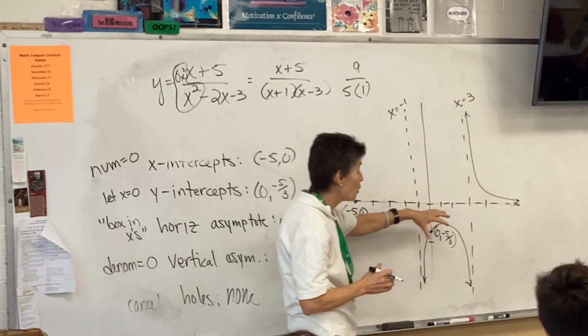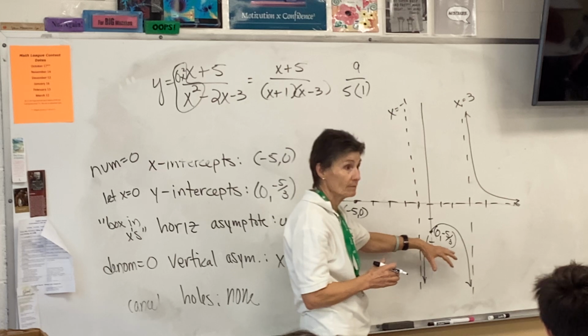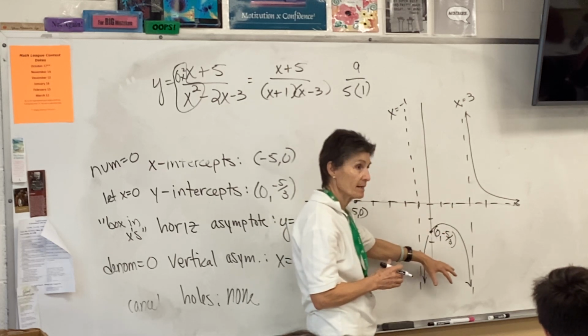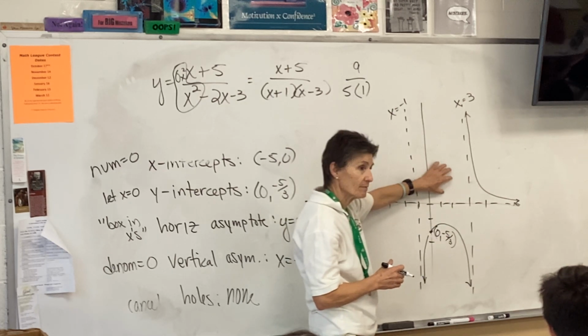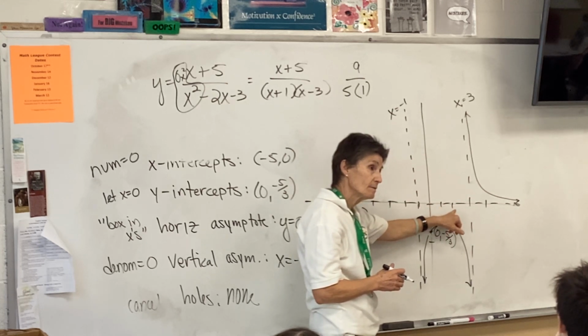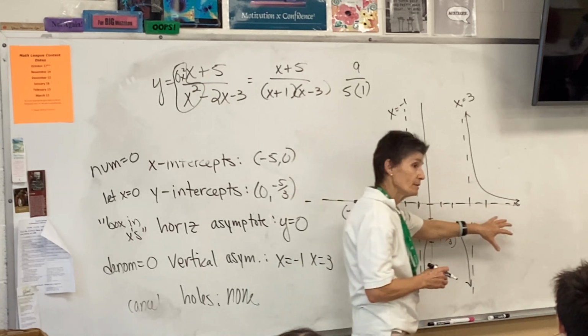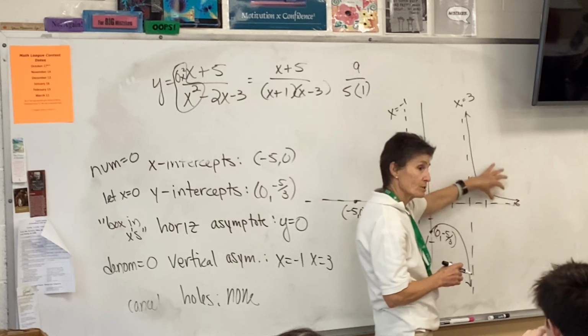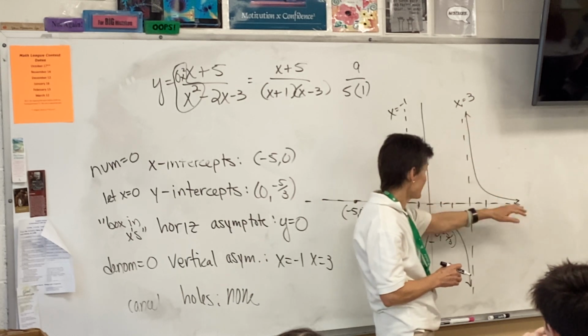Because it's below the x-axis, it's negative, everything's gotta be negative, because this is positive, and it can't cross, because there's no points in there. Same thing over here, it's either all negative, or it's all positive, because it can't cross.